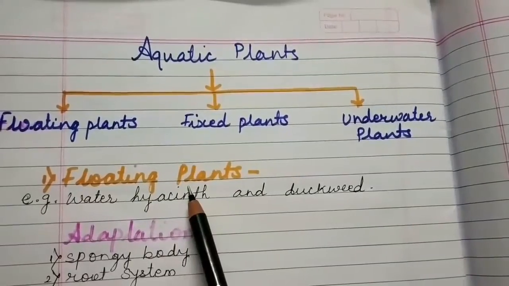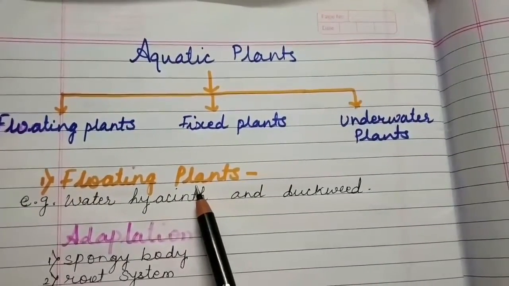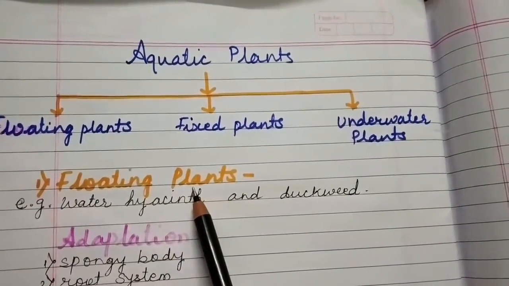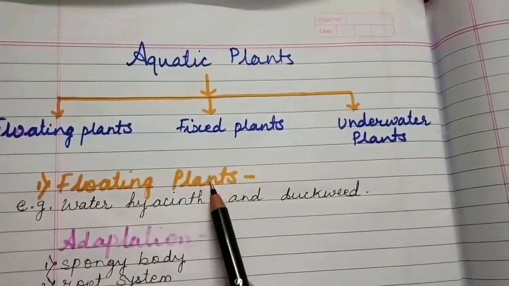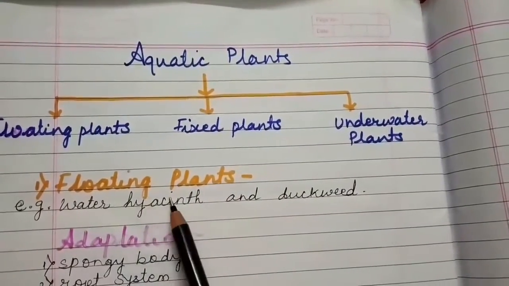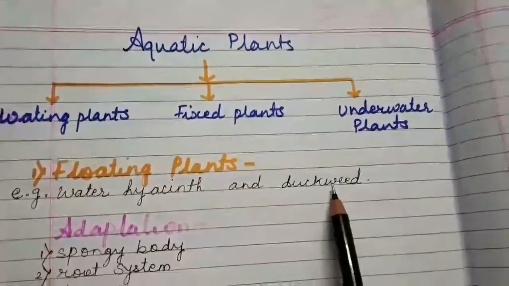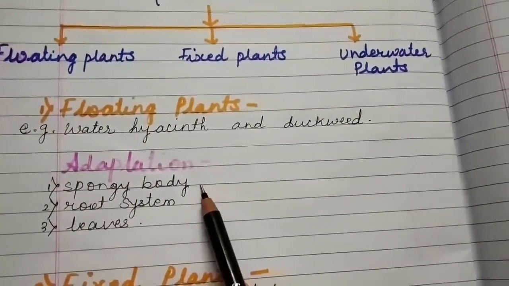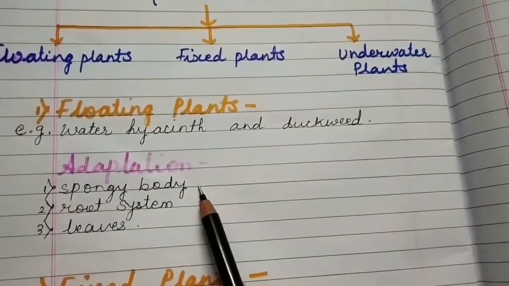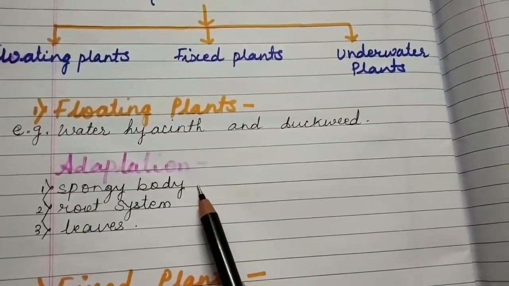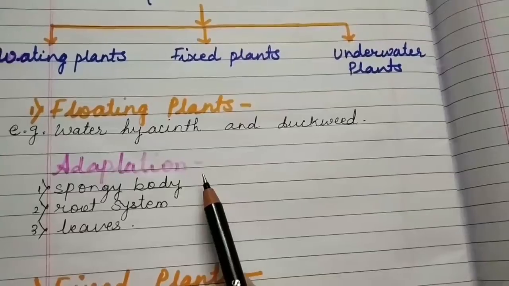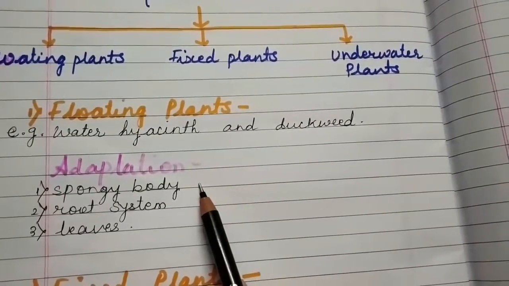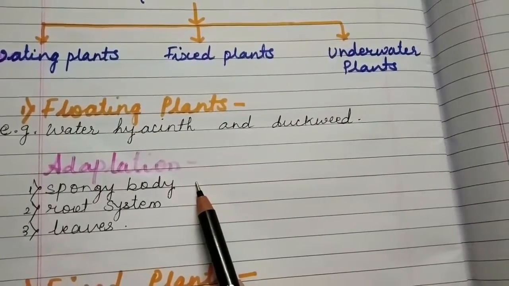So floating plants means plants that float on the surface of water and move along with the water are called floating plants. For example, water hyacinth and duckweed. Then adaptation in floating plants. First is a spongy body. So floating plants have a spongy body with hollow space filled with air, and this spongy body helps them to float easily on the surface of water.